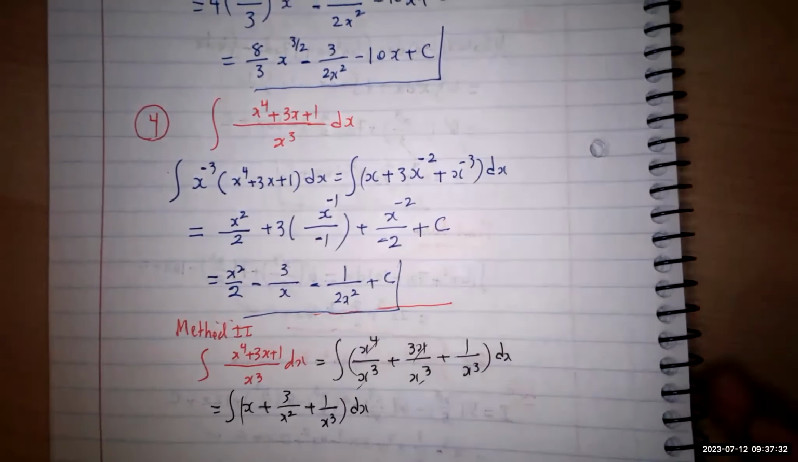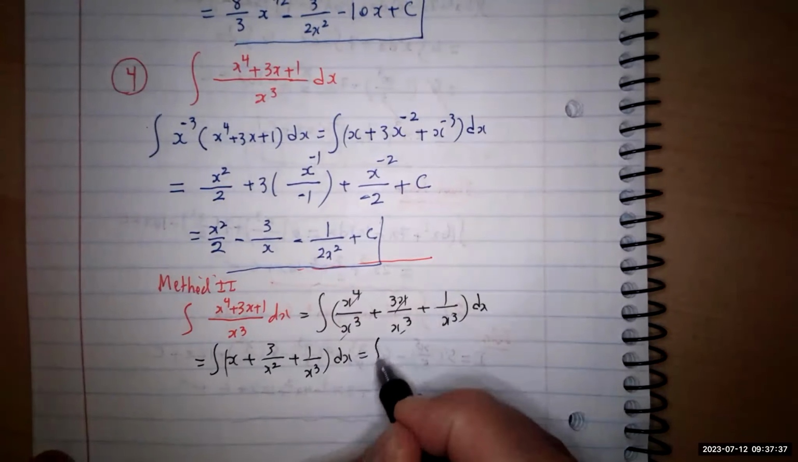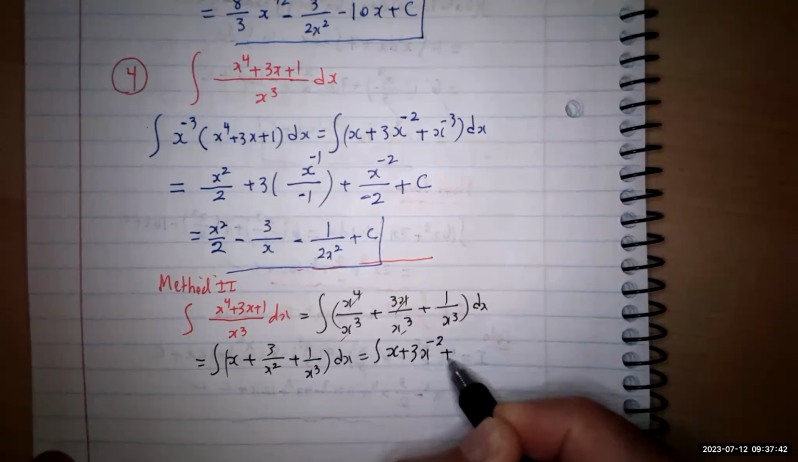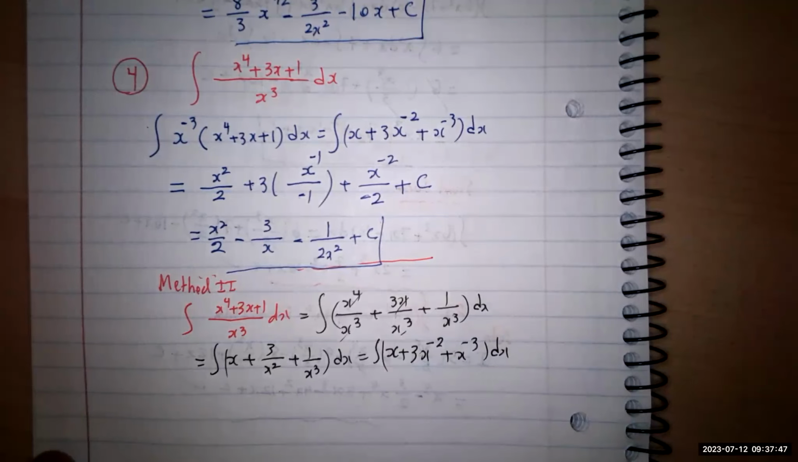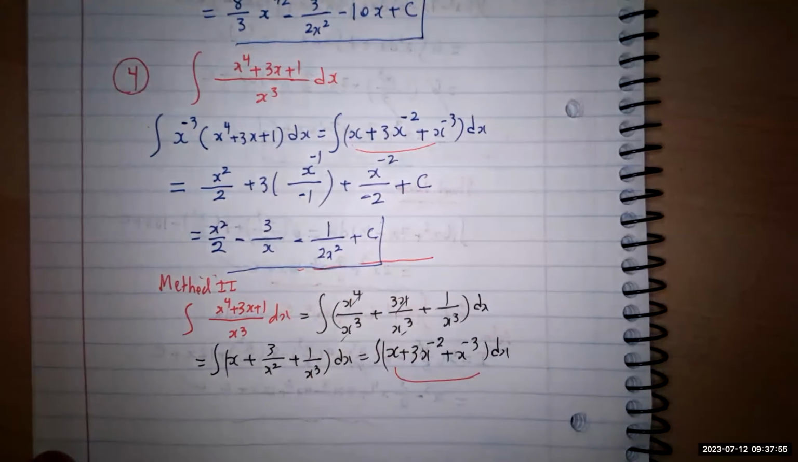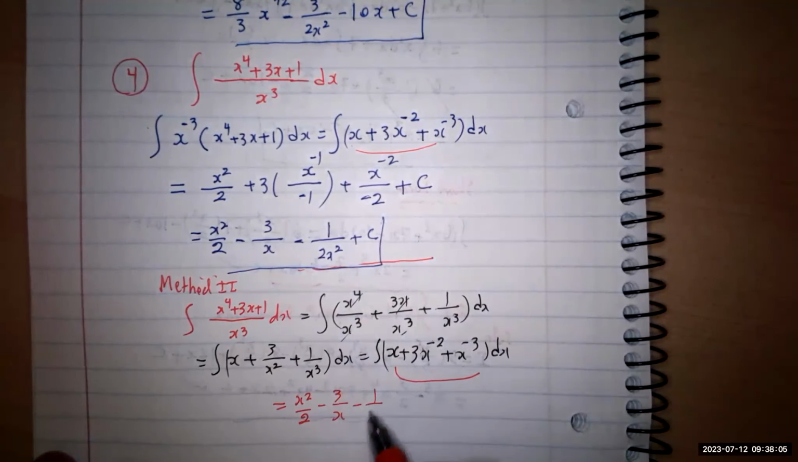But you know that you have to change it into the negative power. So this is going to be x. You move this one up, that gives 3x to the -2, and you get x to the -3 dx. And that's exactly what I got over here, you see? And then you can continue. These are going to be all the same. So you continue the similar way, and you arrive at the same solution, x squared over 2 minus 3 over x minus 1 over x squared plus c.